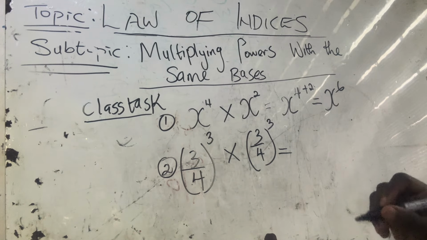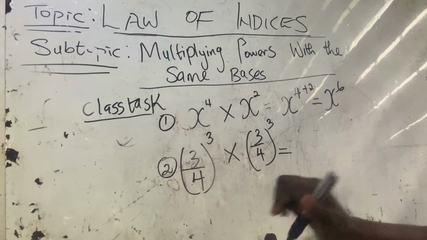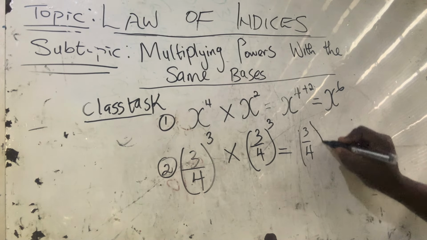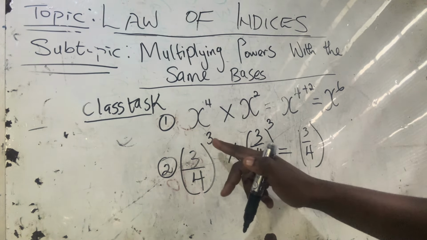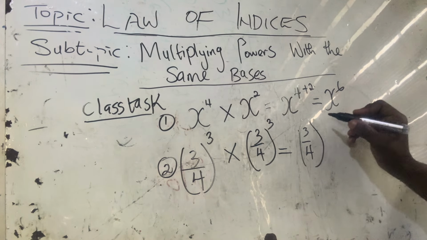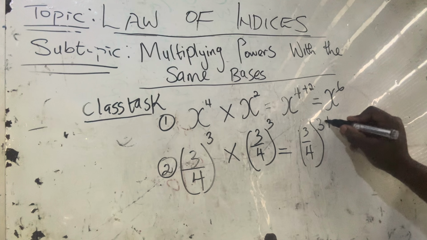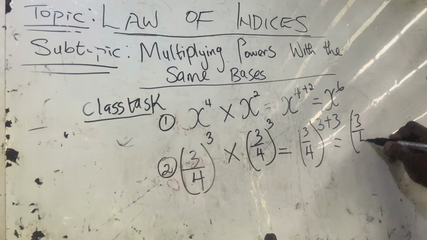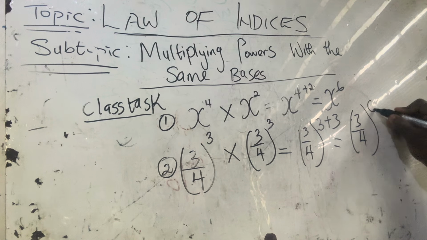Now let's solve it together. The base here is what? 3 over 4. What do we do next? We are going to add the powers together because we have a multiplication sign. So that gives us what? 3 plus 3, which equals to what? 3 over 4 raised to power 6.